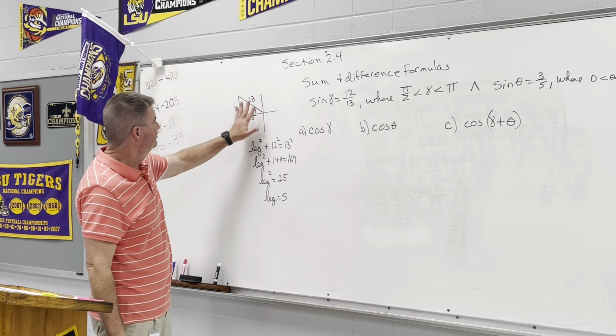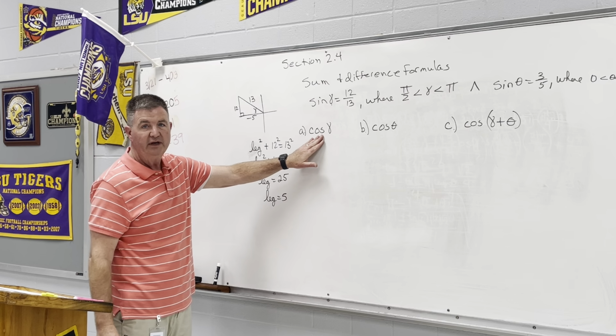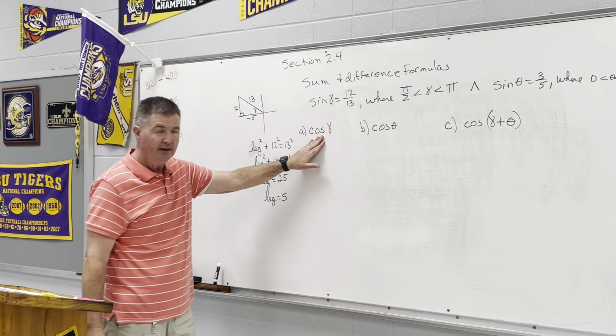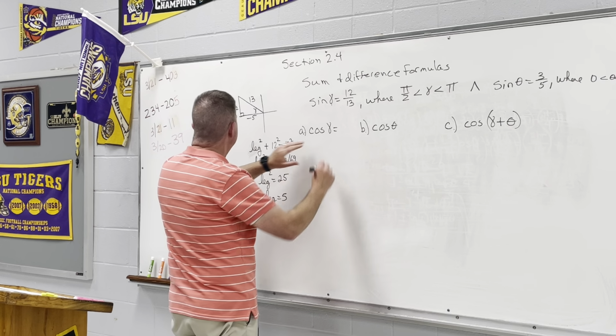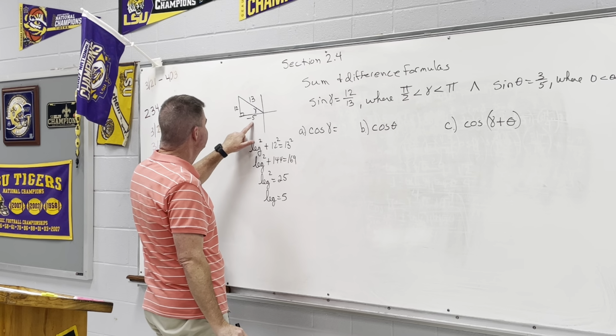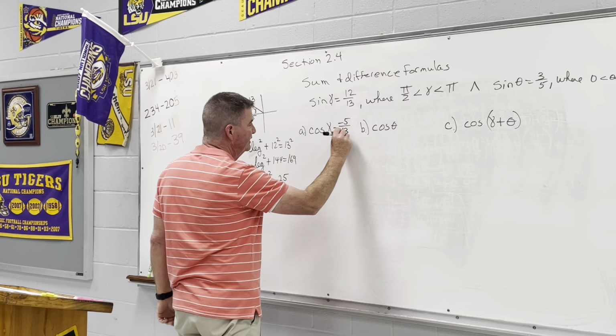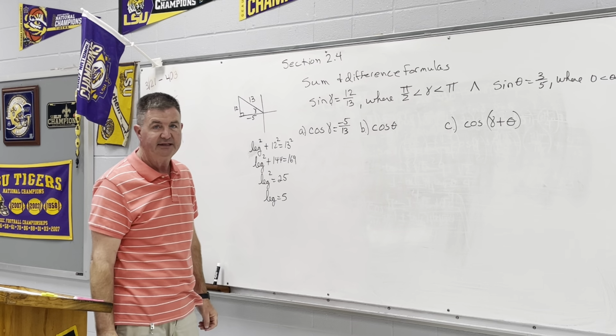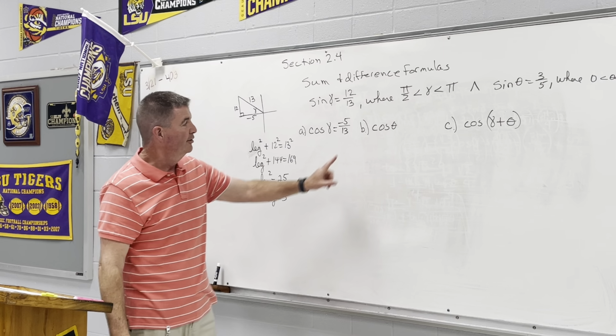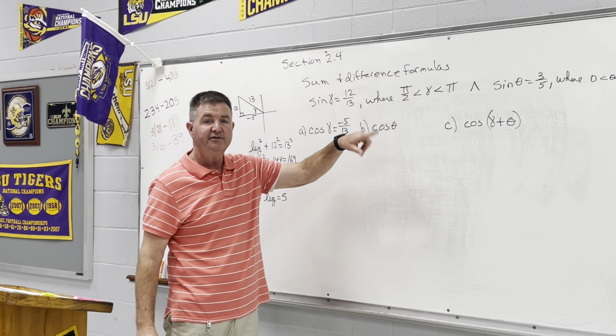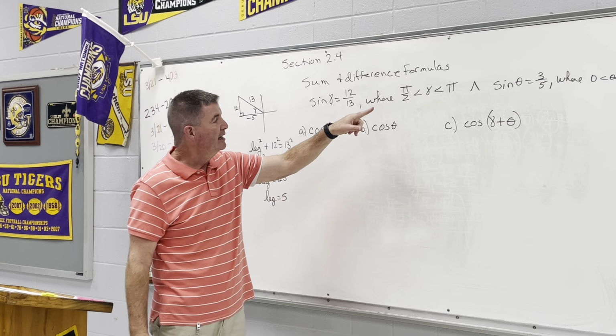Now that we have the three pieces, we can find the cosine of alpha. The cosine of alpha is adjacent over hypotenuse, or -5/13.